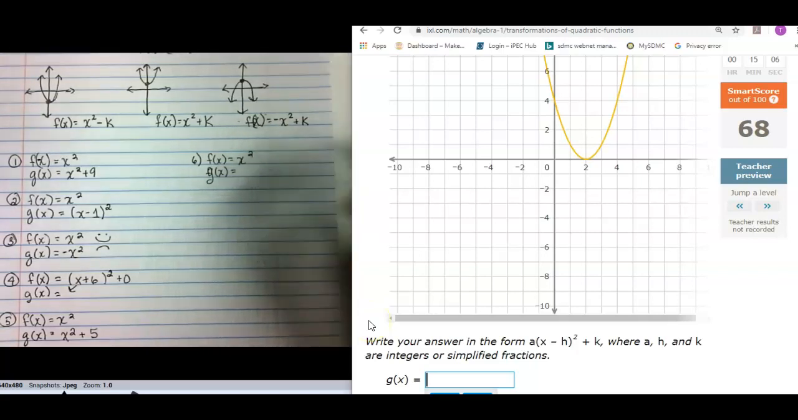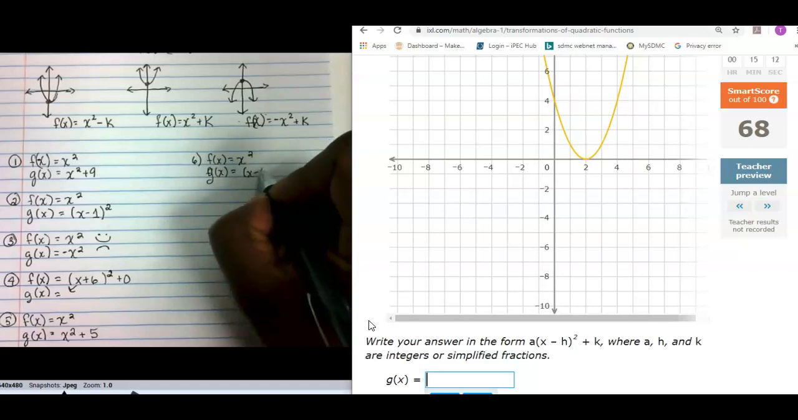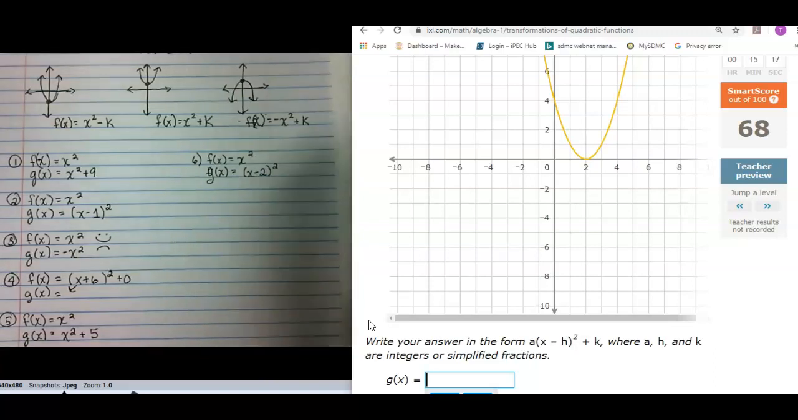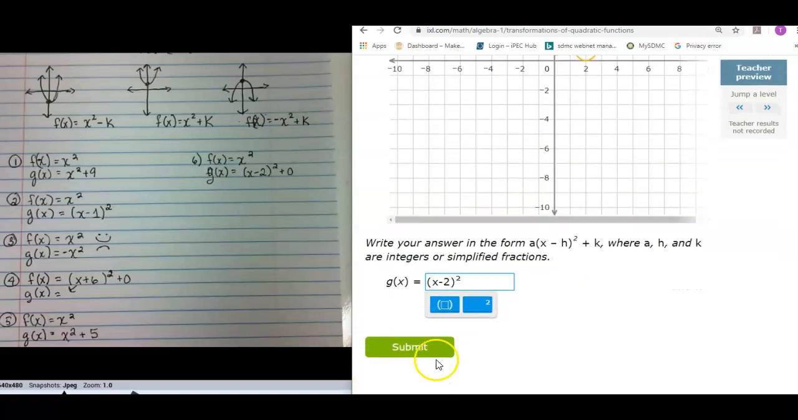So what we know is if it moved 2 units to the right, in order to get back to where it was, we have to subtract 2. We have a quadratic function, so we need a squared. There is no up or down movement, so we can put 0. Now here it says write your answer in a(x minus h) squared plus k, where a, h, and k are integers or simplified fractions. Well, at this point we have integers. So we're just going to type this in. It's x minus 2 squared, and we don't need to put the plus 0. You can if you like.